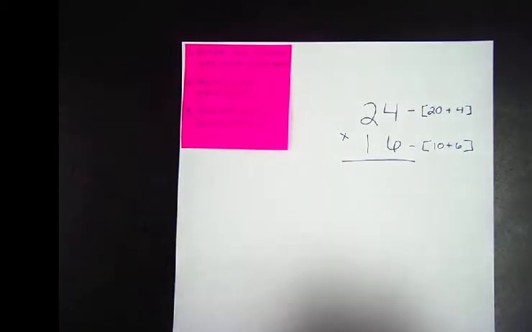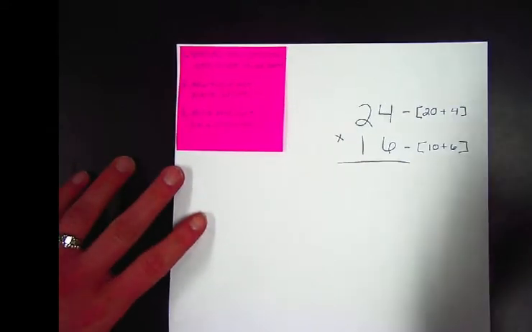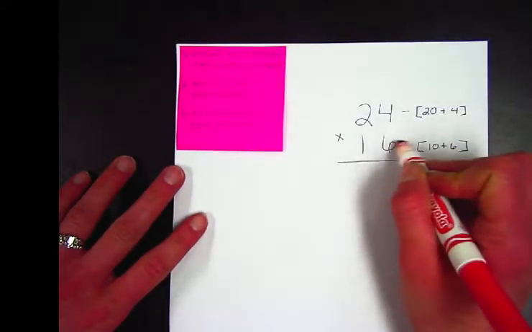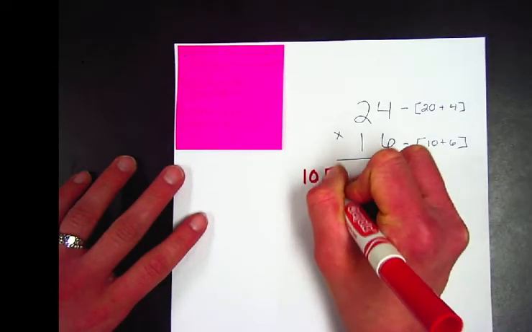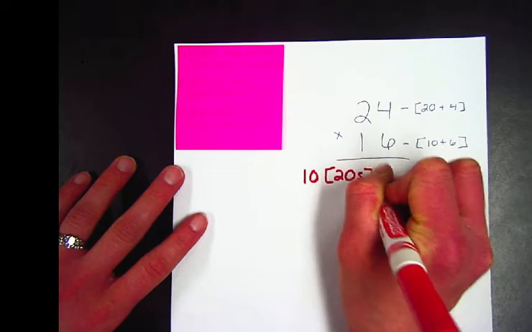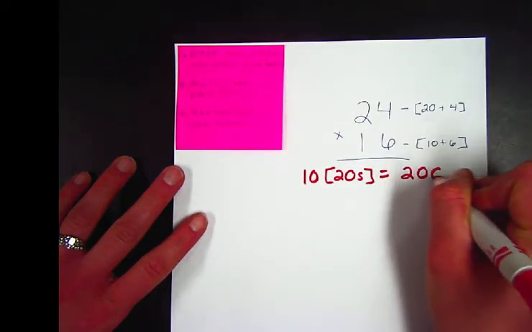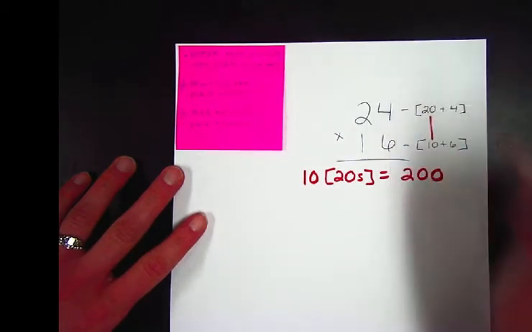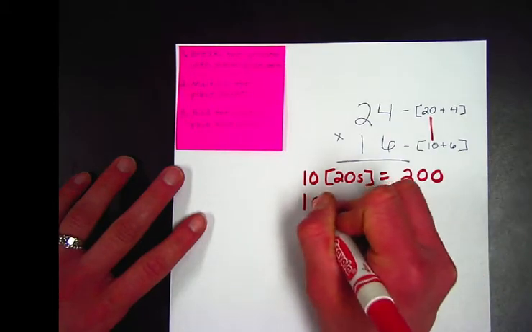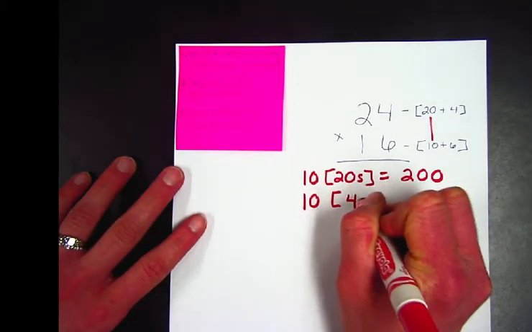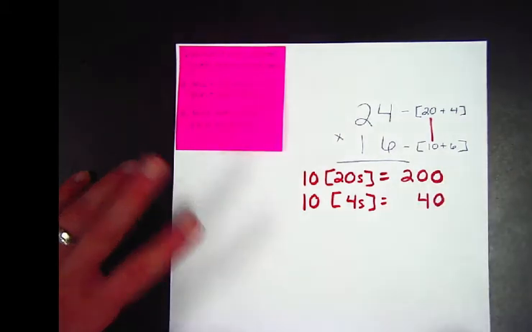Let's go ahead and solve this. First step is we're going to break that problem into place value parts. So we're going to do 10 times 20. Just like over here, we could say 10 times 20, or 10 groups of 20s. And I know that that is equal to 200. All right, so I went 10 times 20. The next thing we're going to do is 10 times 4, or 10 groups of 4, which is equal to 40.